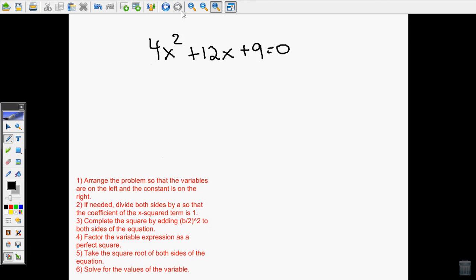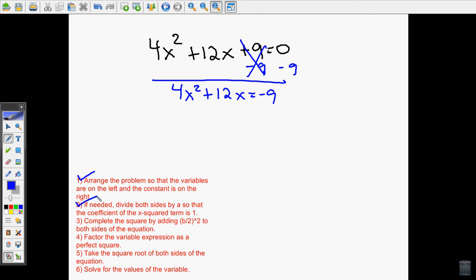All right, let me give you one more example. We have 4x squared plus 12x plus 9. I purposely gave you this one because the coefficient of a is not 1. So we're going to walk through the steps. We're going to arrange the problem so that the variables are on the left and the constants on the right. So I'm going to start by subtracting 9 from both sides. So I get 4x squared plus 12x is equal to negative 9.